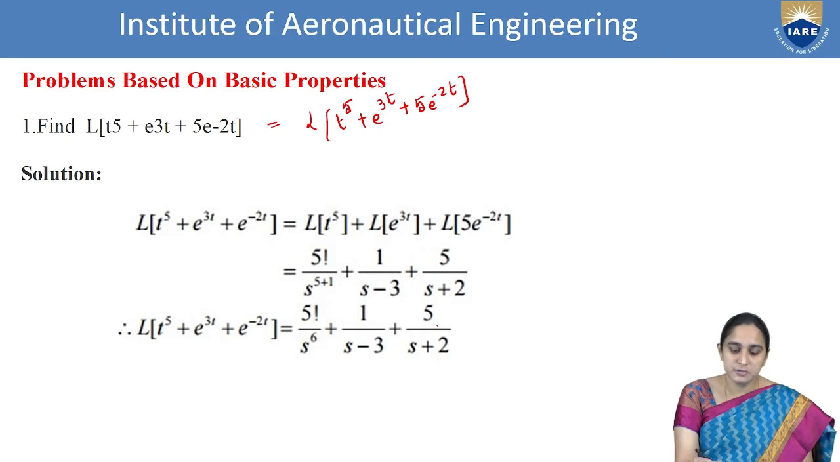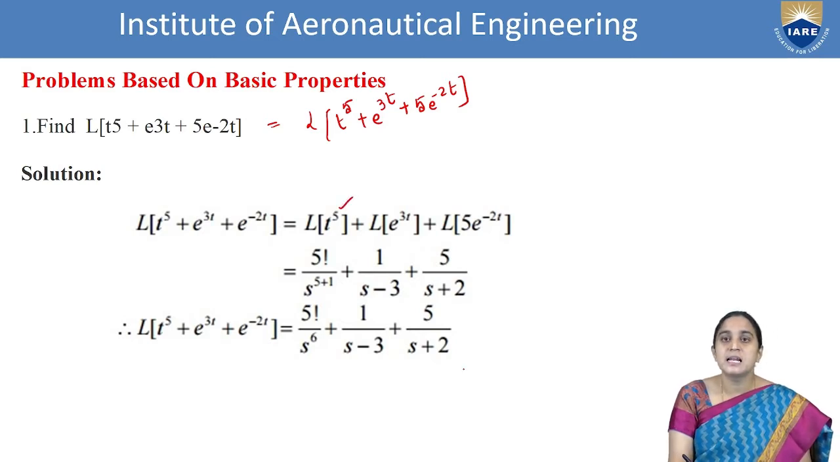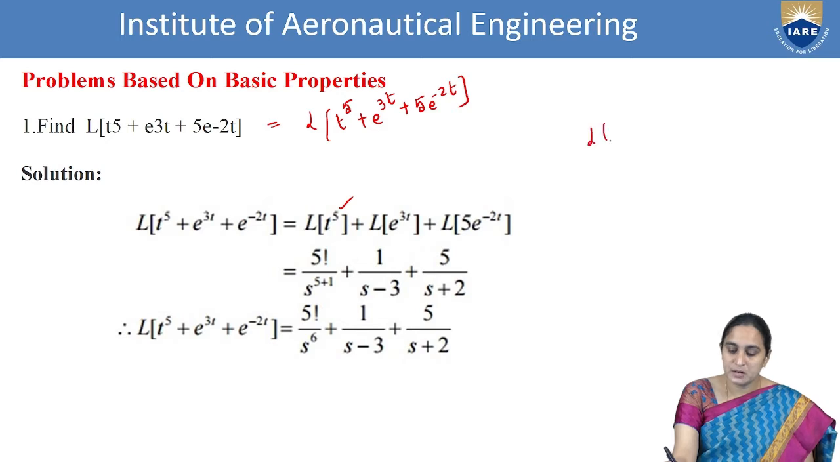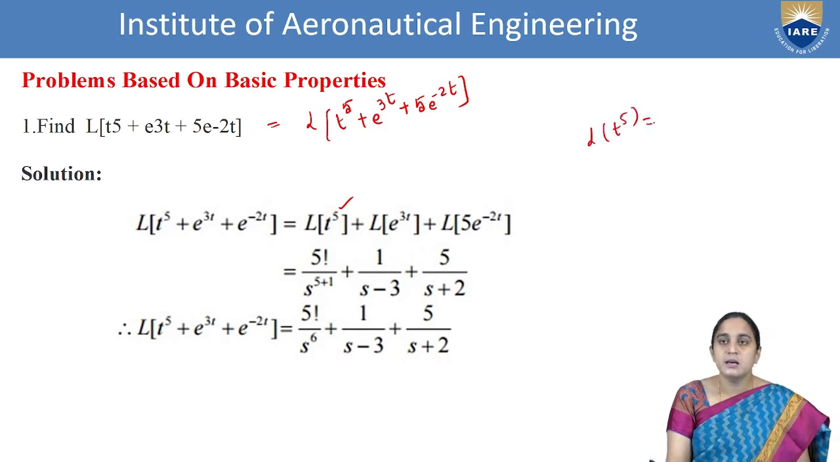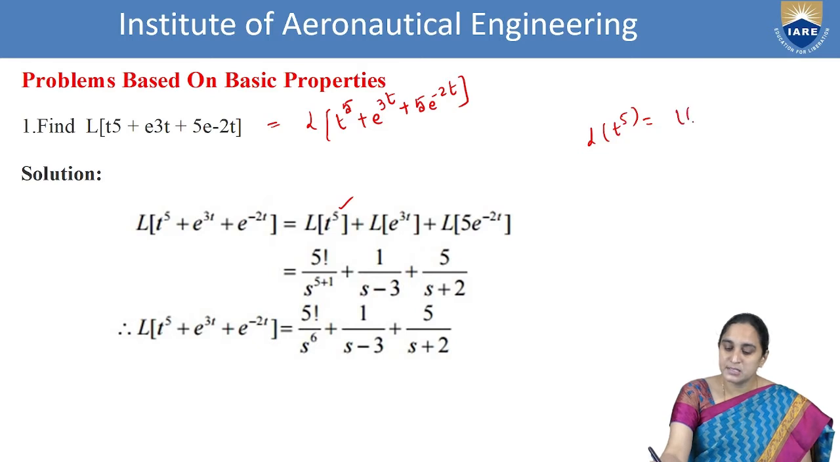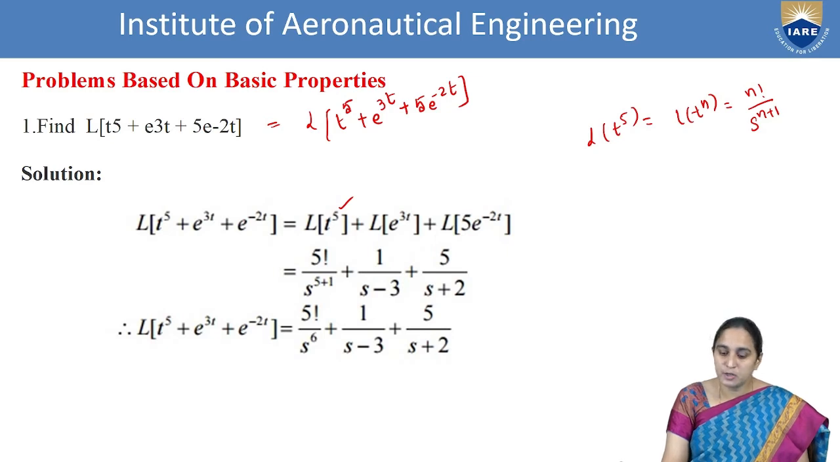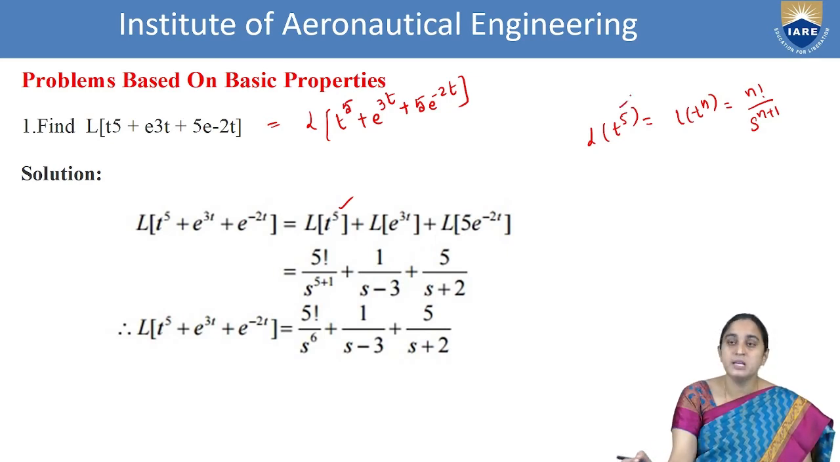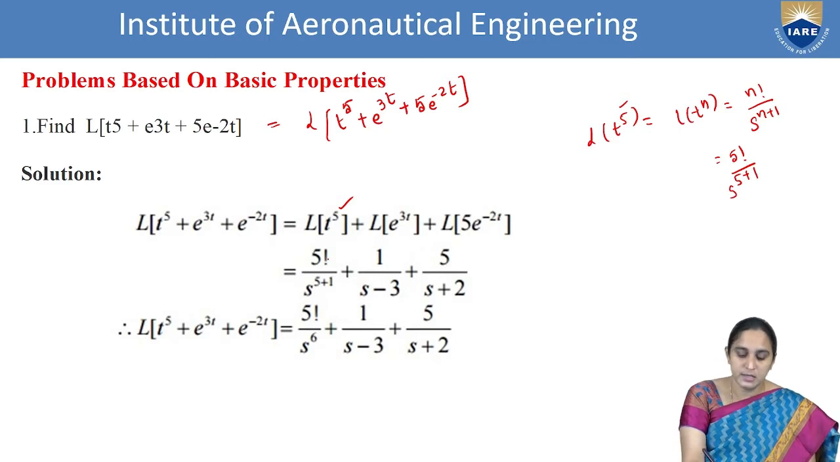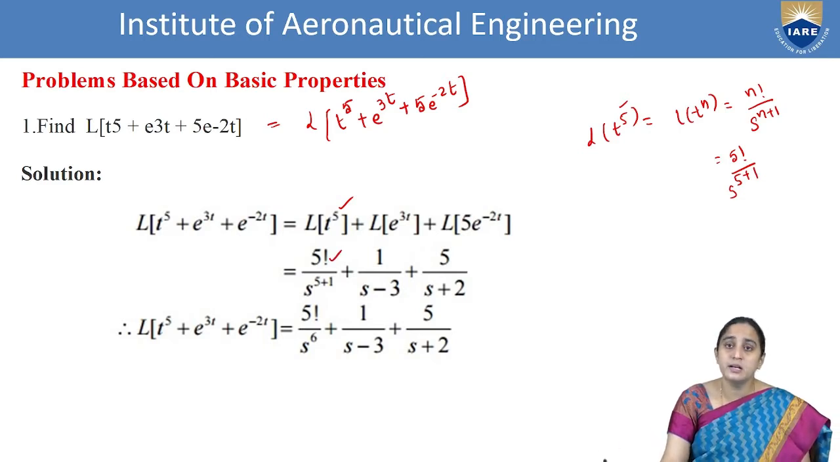For that, what is the first part of this? That is Laplace of t power 5, which is in the form of Laplace of t power n. What is the formula of that? n factorial by s power of n plus 1. N factorial means here, what is the power of t? 5. That is 5 factorial by s power of 5 plus 1. That is the first formula I am using for the first part of the question.